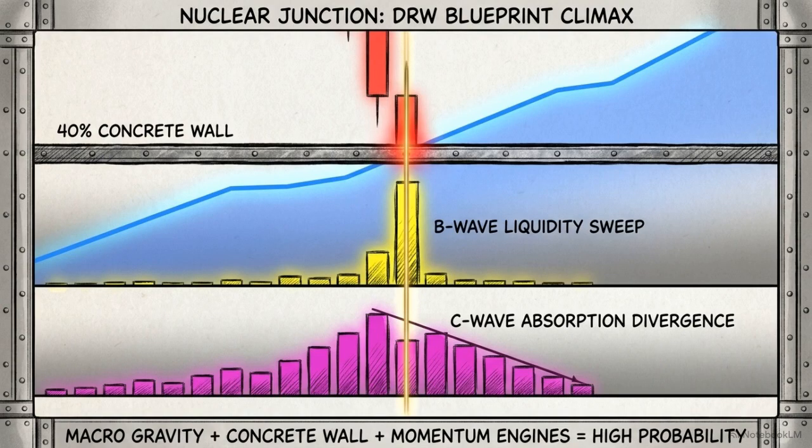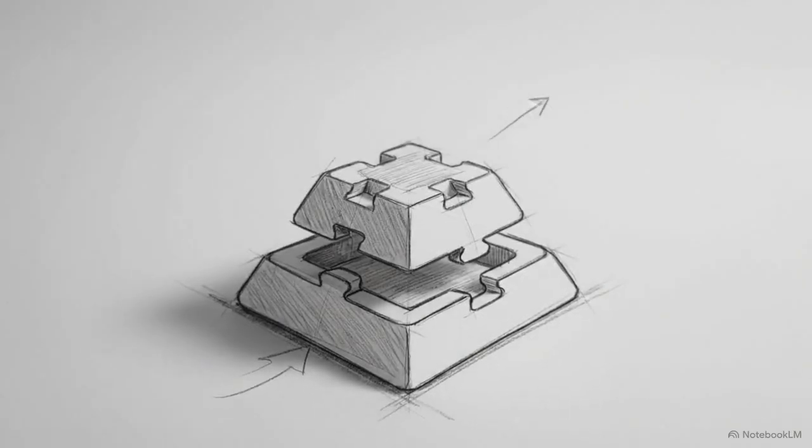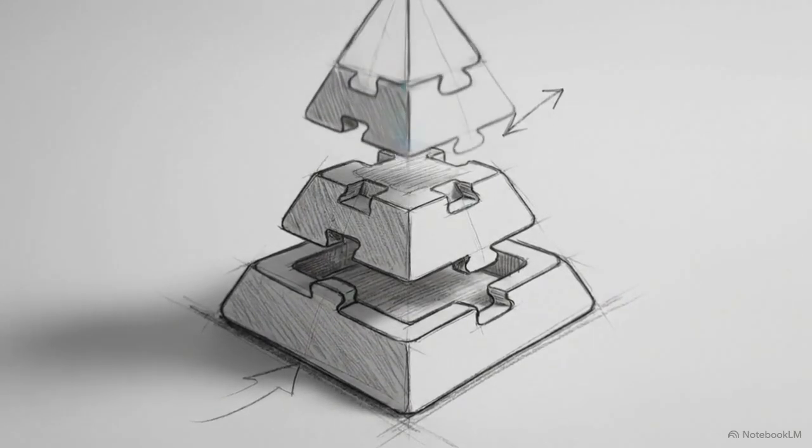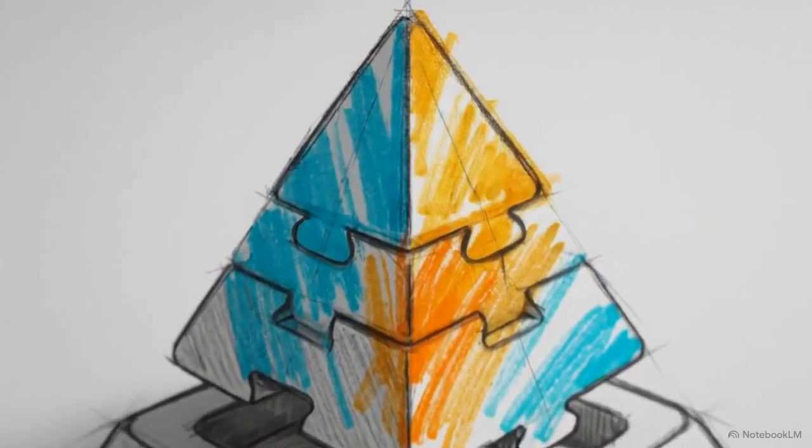Localized price pulls back, landing exactly on this 40% support wall. Instantly, the B wave flashes a massive yellow liquidity sweep spike. Simultaneously, the C wave locks in a perfect bullish divergence, confirming the evaporation of sell pressure. This alignment provides a clear operational framework. Macro gravity is behind the trade, retail stops are cleared, and the tape proves massive institutional absorption.